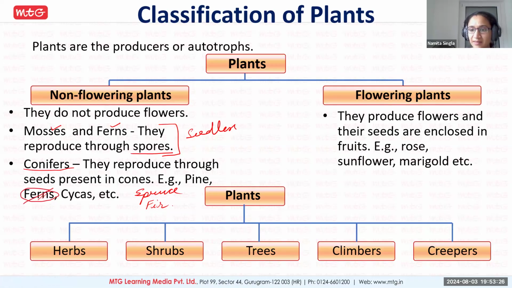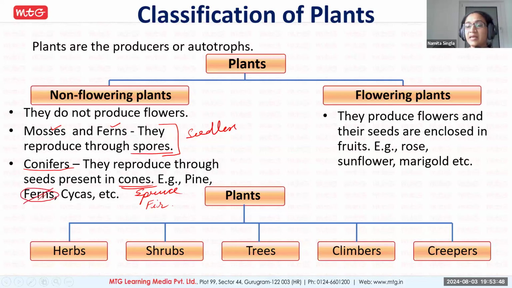And these are seeded plants. They have seeds, they have cones, but they do not have flowers or fruits. So we say that in conifers, seeds are naked, because in flowering plants, seeds are enclosed inside the fruits, like apple seeds are present within an apple. But here, seeds are not enclosed inside the fruits. Seeds are naked and they are present in the cones. Cones, I think they are woody structures.